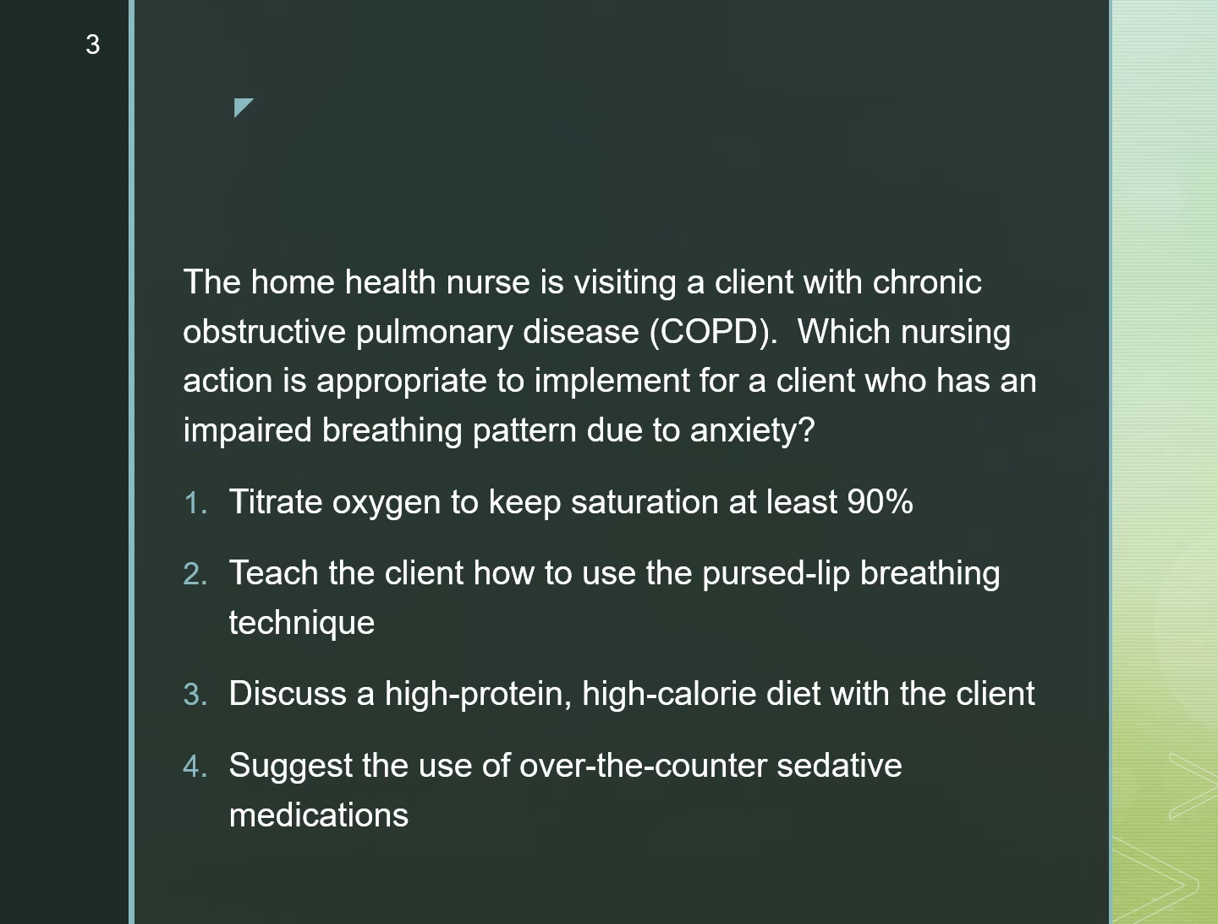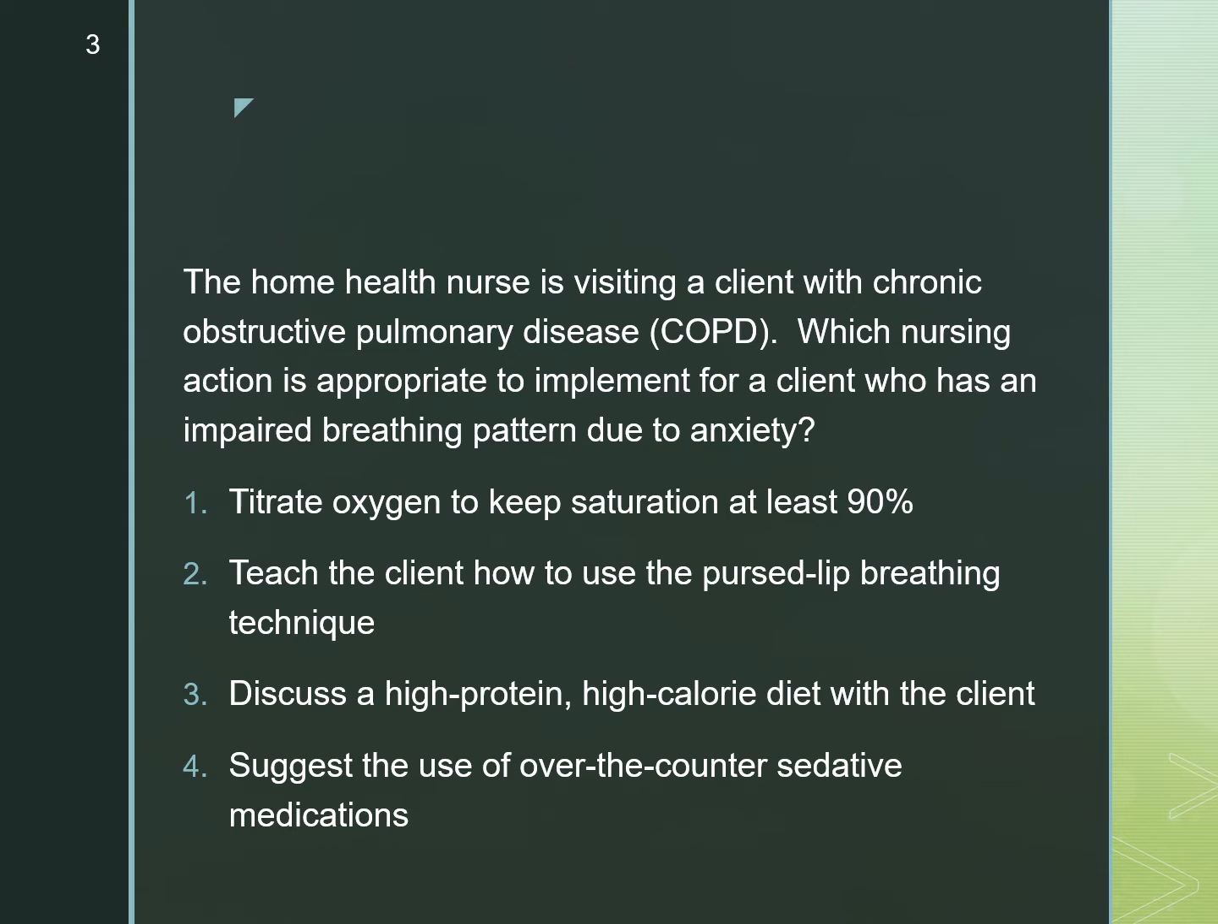But is that what the question is asking? Which nursing intervention is appropriate to implement for a client who has an impaired breathing pattern due to anxiety? I don't think the diet is going to actually affect that question.